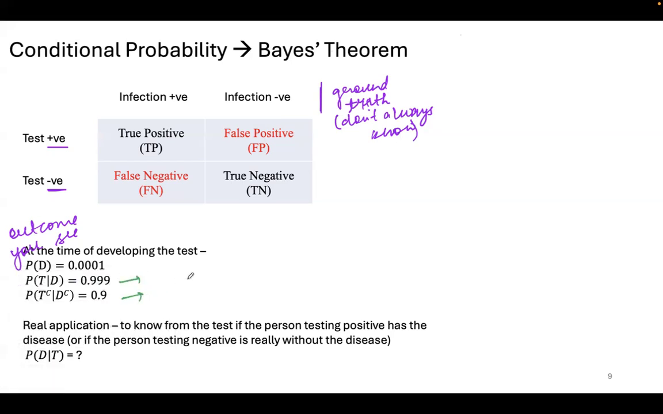What can you calculate from these values? If I have the probability of T given this, and the probability of this given this, what would these be, and why?